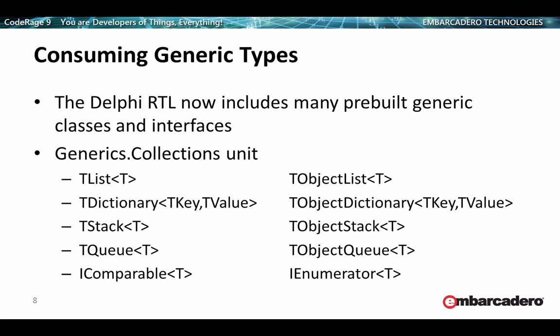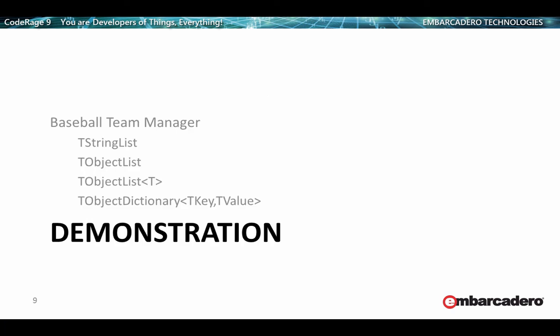The RTL has many pre-built generic classes and interfaces that we can leverage, and again the most common way to get started is to use the Generics.Collections unit. So typically you'll see TList and TDictionary. We'll also use the TObjectList of T and the TObjectDictionary of TKey and TValue. Those are the two examples that I'm going to be showing. But we'll also see an example of IComparable a little bit later on, which is a generic interface. So we have all of these throughout the language. It's really powerful. So let's get started with some actual code.